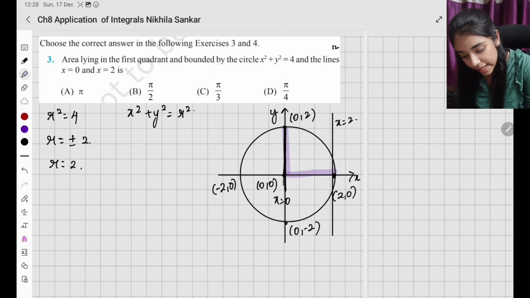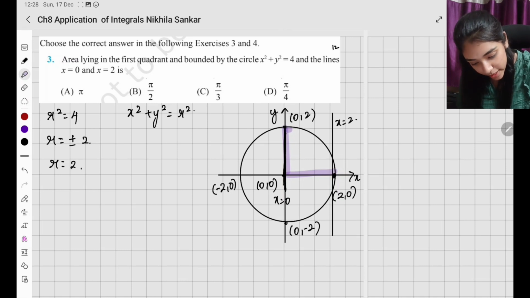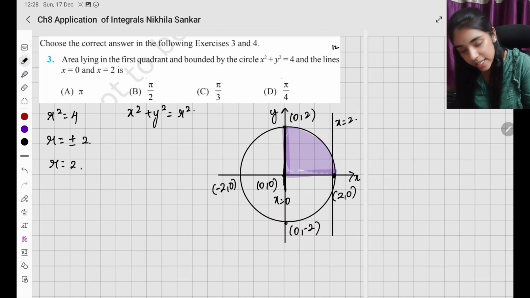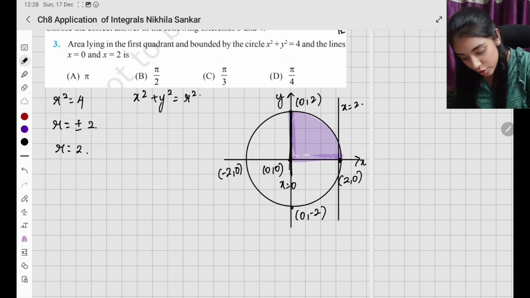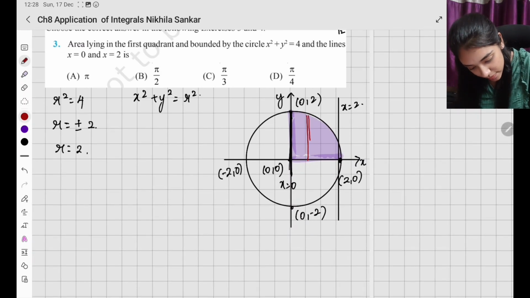அவங்க என்ன கேக்குறாங்க, area lying in the first quadrant bound by the circle and the line x equals 2. So I'm going to look for this particular area. இது என்ன area நமக்கு already தெரியும், போட்டிருக்கோம், but திரும்ப நம்ம போடுவோம். So இப்போ என்ன வரப்போகுது, I'm going to take a thin strip. This is going to be dx. And this is going to be y.